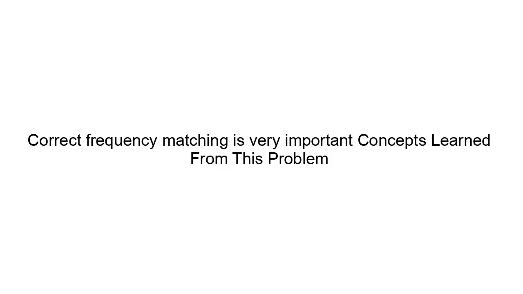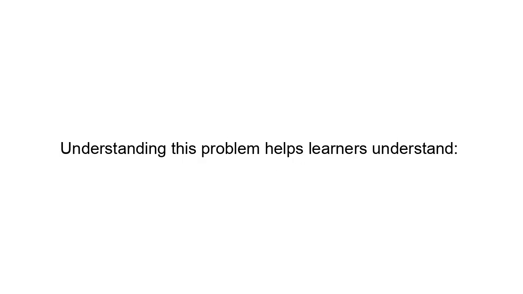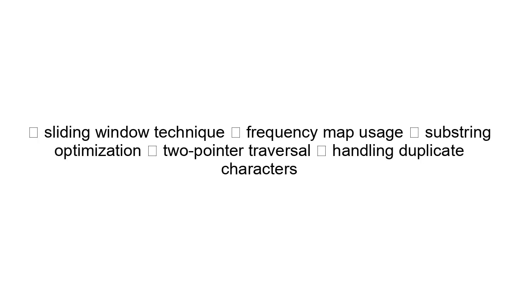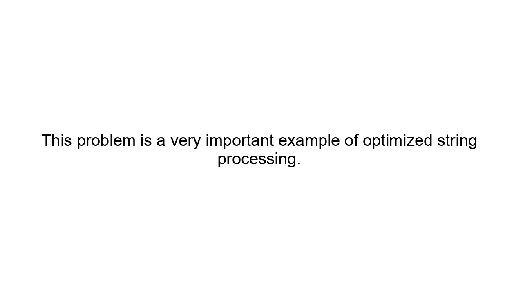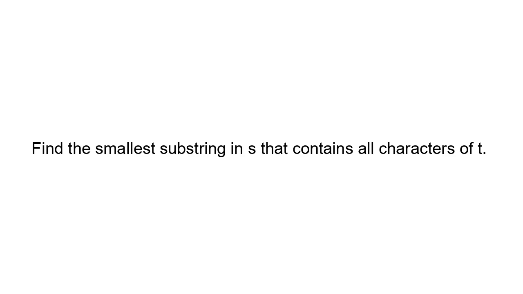Concepts learned from this problem. Understanding this problem helps learners understand sliding window technique, frequency map usage, substring optimization, two-pointer traversal, handling duplicate characters. This problem is a very important example of optimized string processing. Simple definition. Minimum window substring: find the smallest substring in S that contains all characters of T.